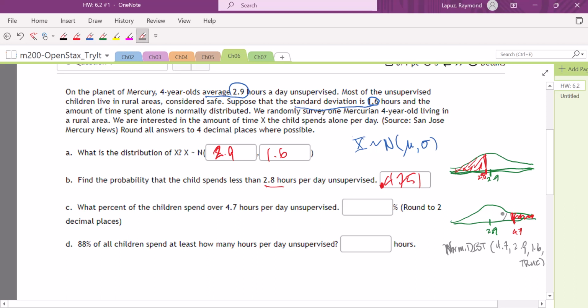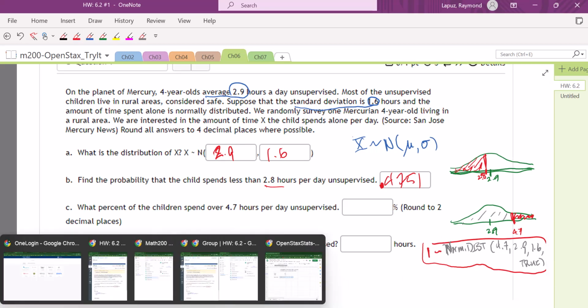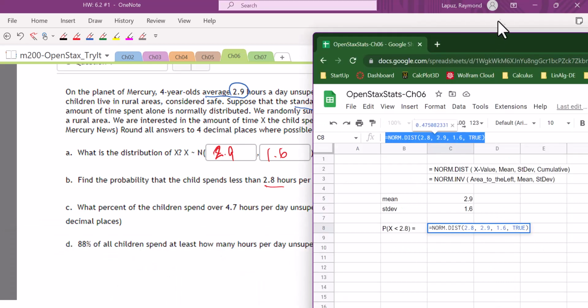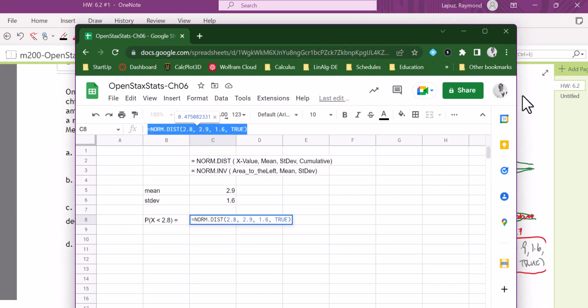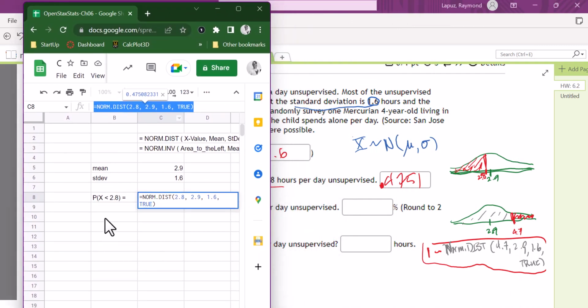So remember that this would capture the area that's cumulative on the left side. And so to get the area that we actually want, we need to subtract this from 1 or 100%. So it'll be 1 minus this command. So this is going to be what we need to put into our Google Sheets. So if we take that and put those values in, we should get what we want.